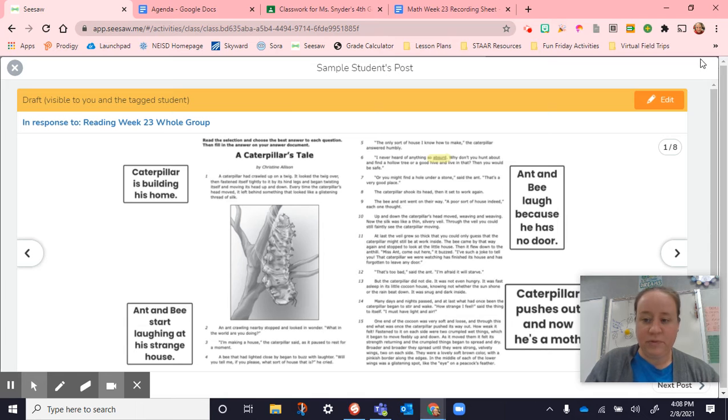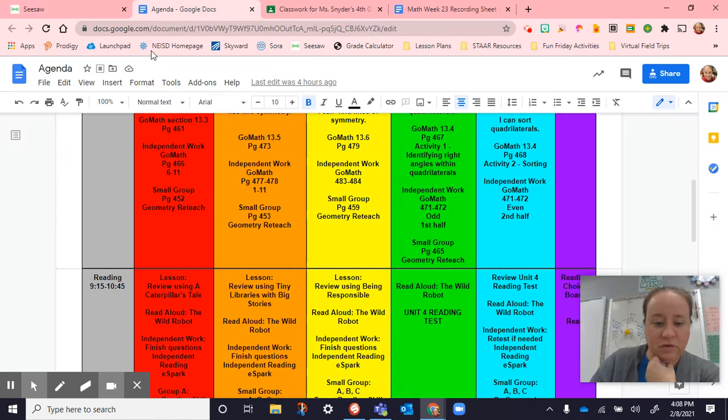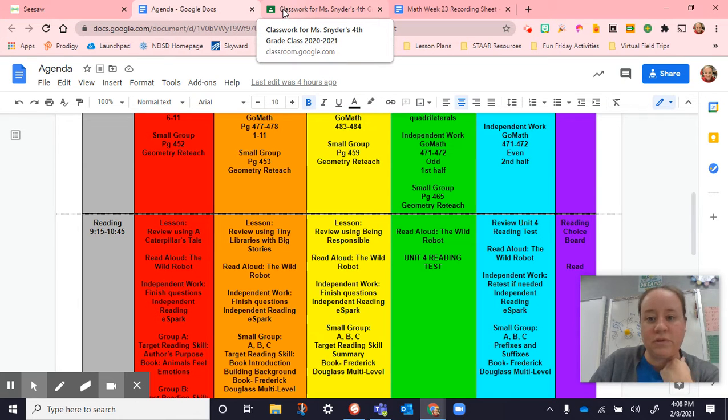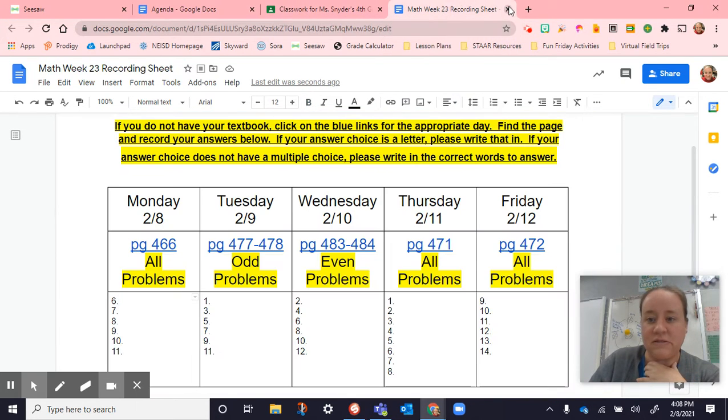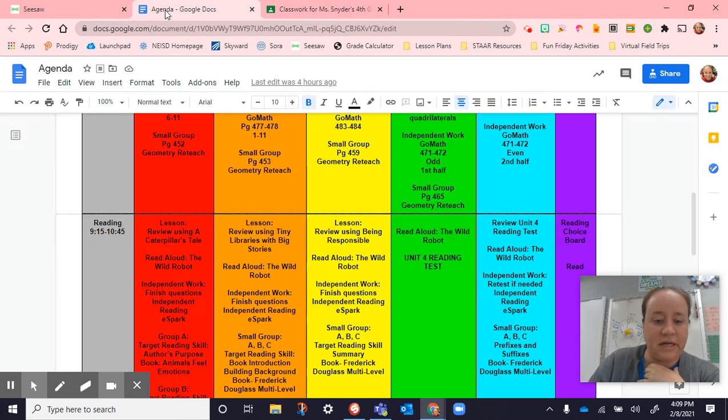So in reading today, we started reading A Caterpillar's Tale. If you look at the agenda this week, we have a reading test on Thursday. So the first few days, we're just reviewing some of the different texts that we've used throughout this unit. And then we'll do our test on Thursday. Today was Caterpillar's Tale.